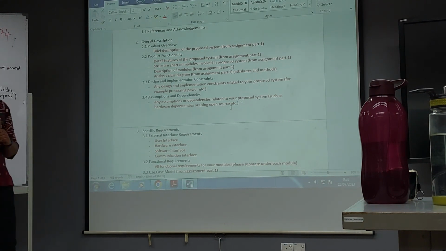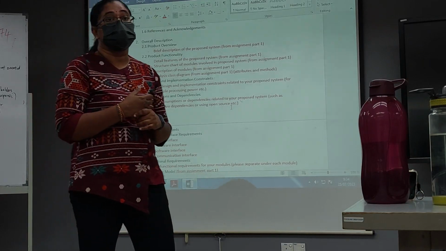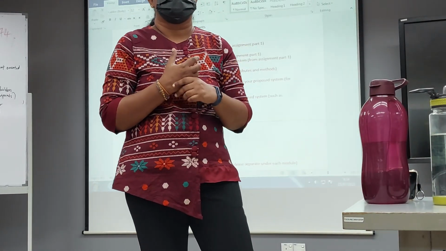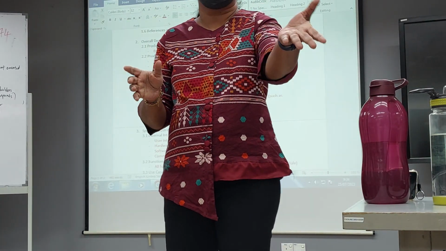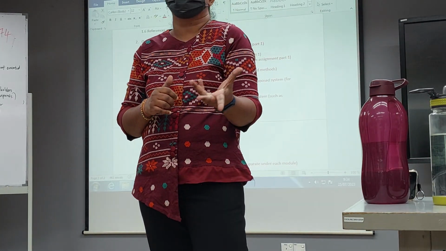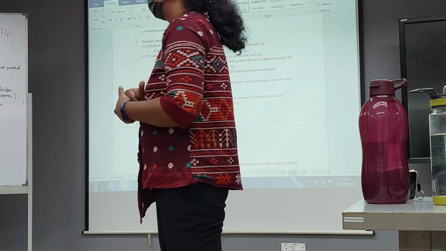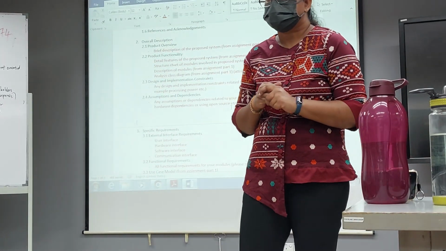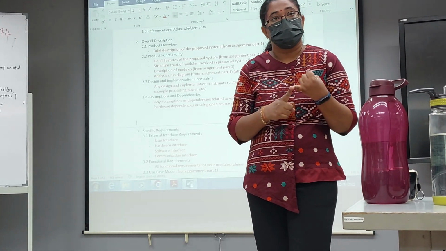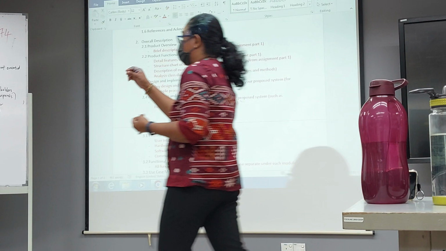Product overview. What is the product? What is the product for your project now? Which one is the product? Yes, the system that you're going to develop is the product. Very good. Okay, the system that you are developing is the product. So product overview. What can you explain under the product overview? Why are you proposing it? The objective. Okay, you can give me the objective. Okay, let me give you some draft now.